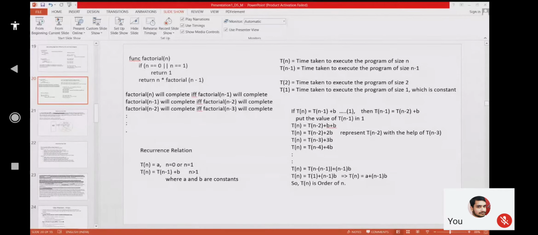Now the second one, which is very, very important. Here the recursive feature comes. T of n is equal to T of n minus 1. Already I have said, to complete fact n, you have to complete factorial n minus 1. So the time of fact n, let's assume this is T n. T n will be T of n minus 1, the time taken to execute the problem of size n minus 1, plus some constant.